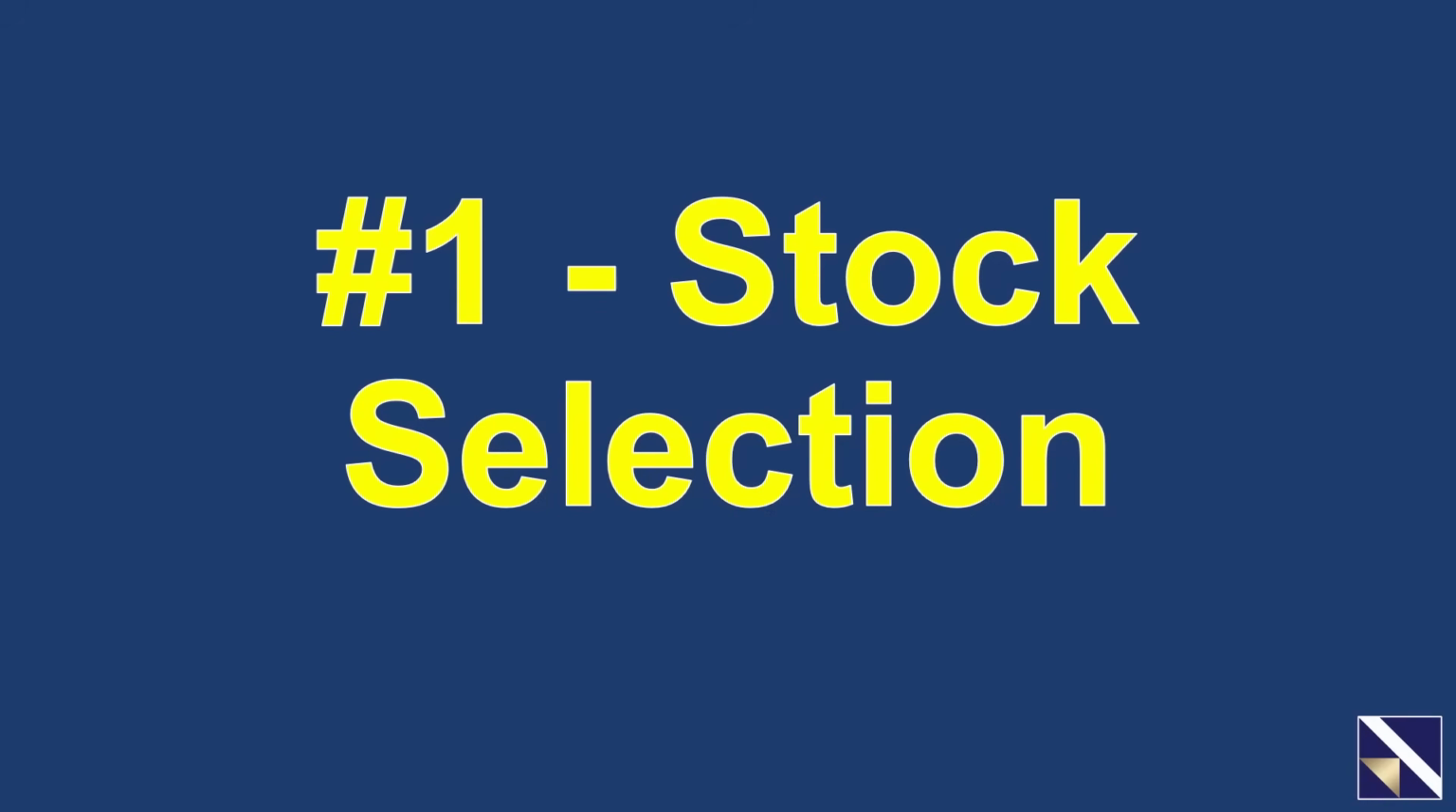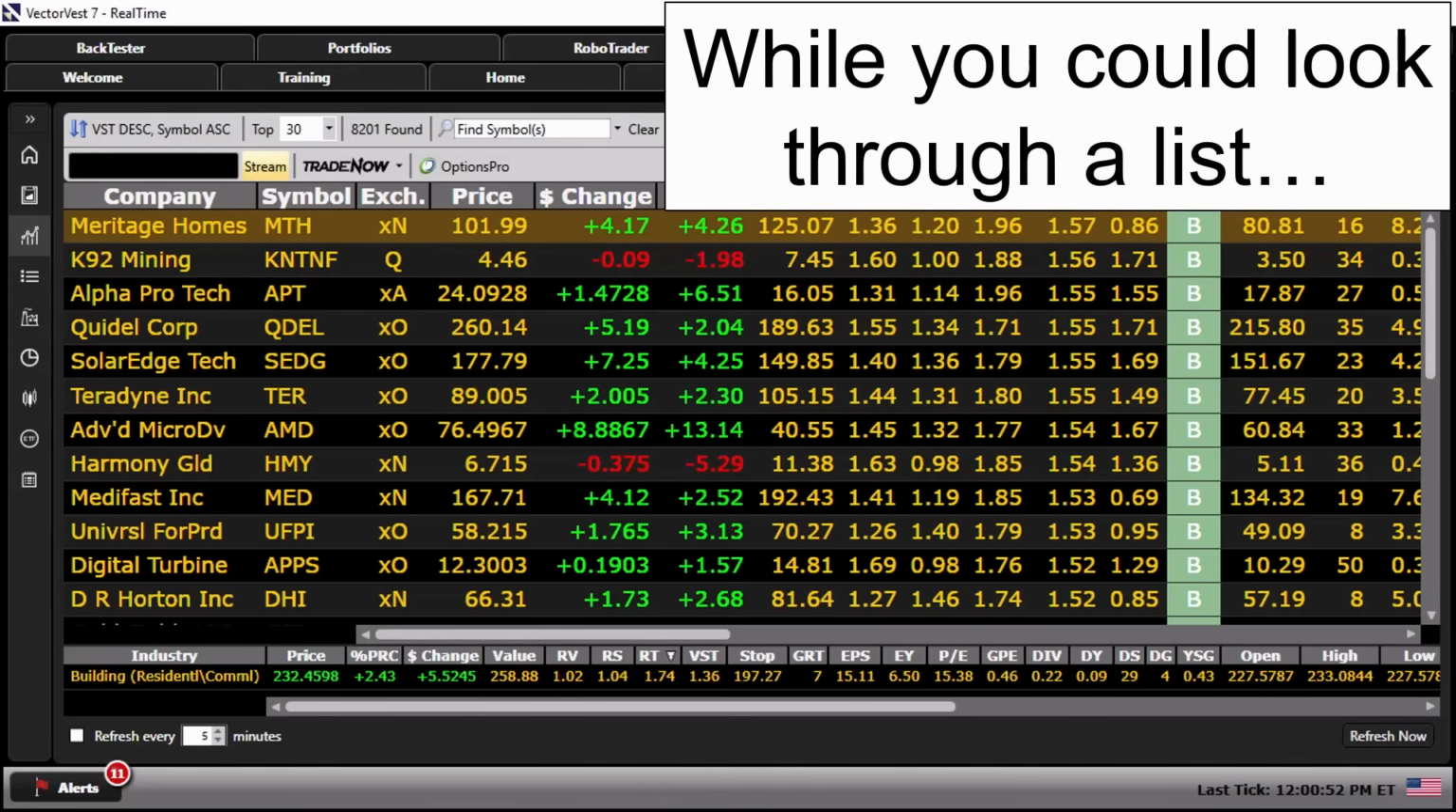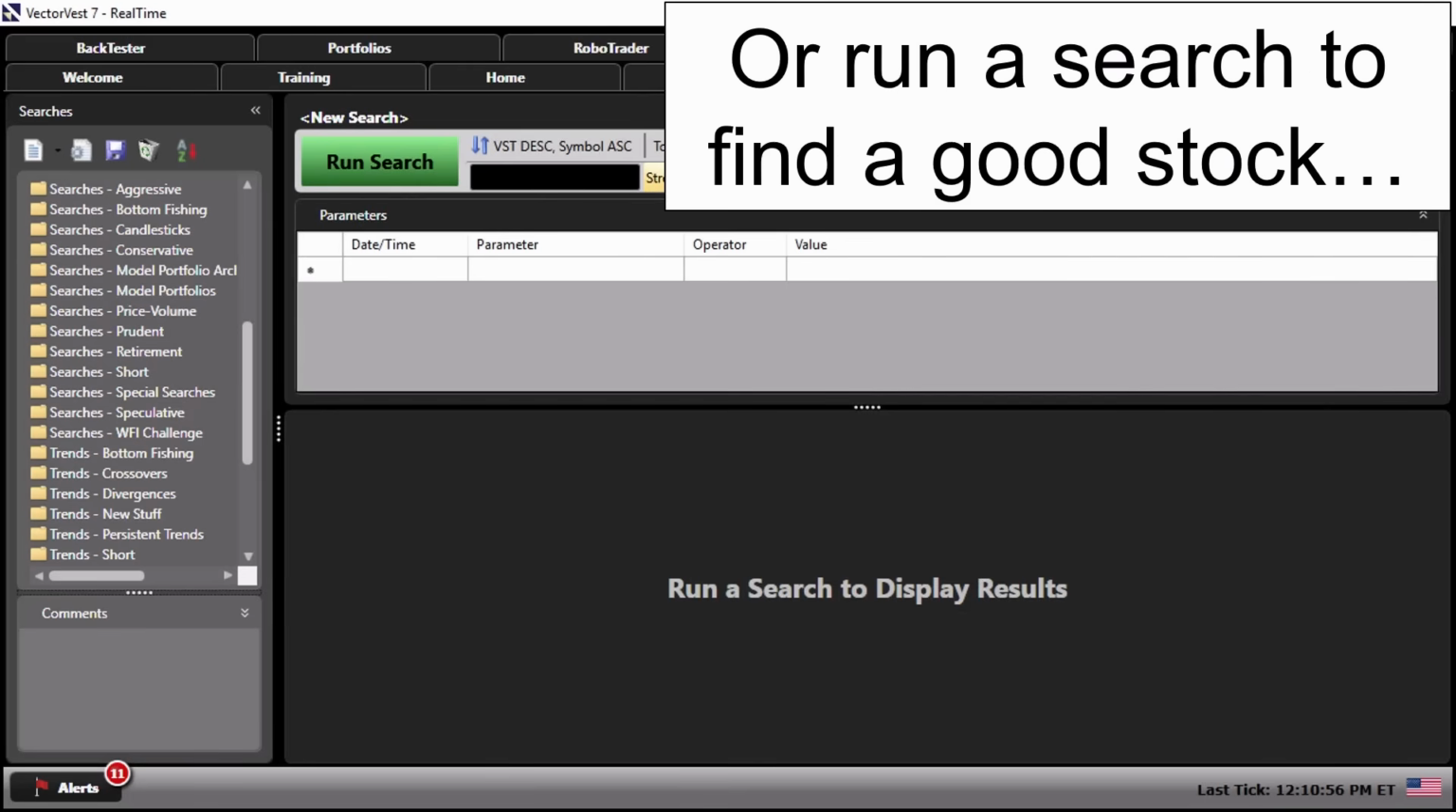The first way to take the options out of options is simply narrow your stock selection. You could look at a list just like this one, and there's a lot of great stocks in there. You can hand pick out some great ones if you want. Or maybe even in VectorVest, we run a search, and a search will find a nice list of stocks. Even so, it's a list, okay? What we want to do is teach you how to be more efficient with your time.